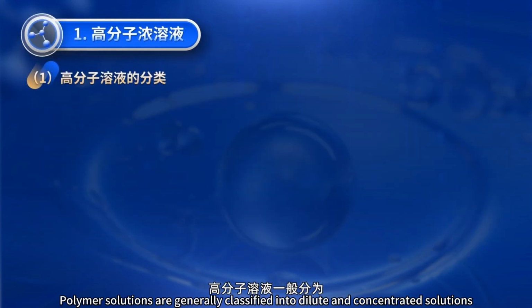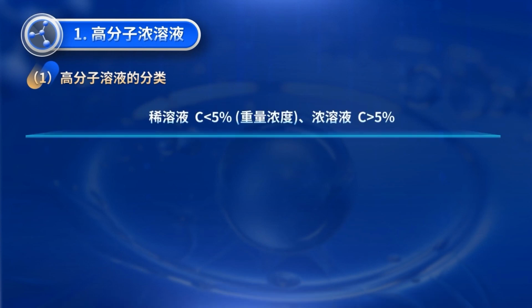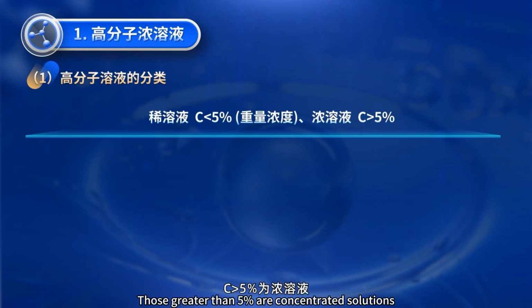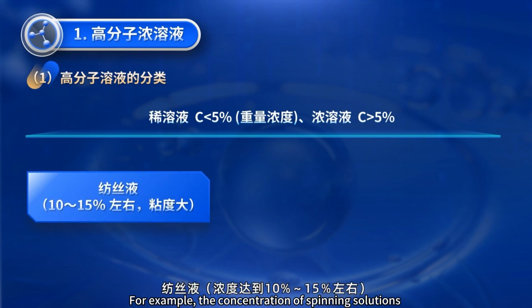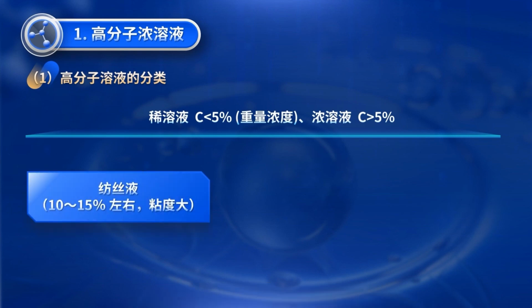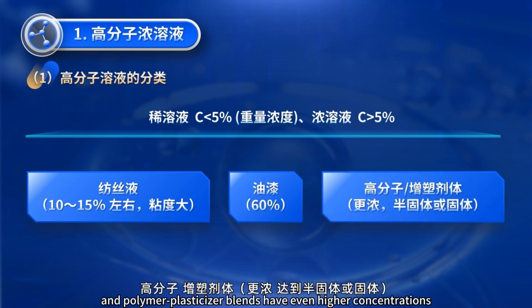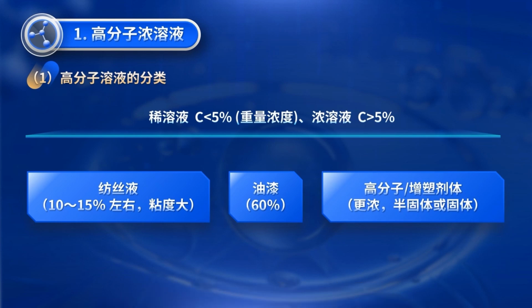Polymer solutions are generally classified into dilute and concentrated solutions. Solutions with a weight concentration below 5% are considered dilute. Those greater than 5% are concentrated solutions. For example, the concentration of spinning solutions is typically between 10% and 15%. Paints contain about 60% solids, and polymer plasticizer blends have even higher concentrations. They may become semi-solid or solid.